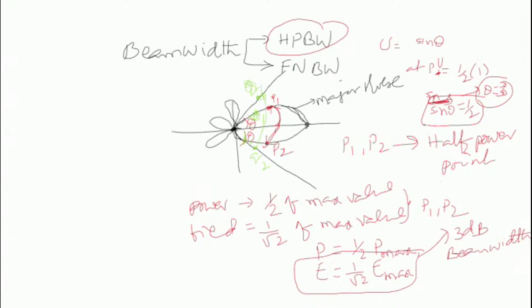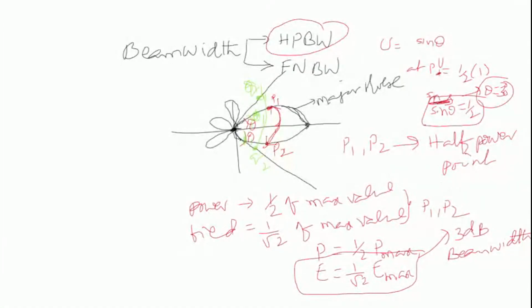Beam width means angular width. Measured between two half power points, that is half power beam width. Measured between first null points, that is beam width between first nulls. Please remember, at half power points, radiation intensity is equal to half of its maximum value. Radiated power is equal to half of its maximum value. Field is equal to what? 1 by root 2 of its maximum value.